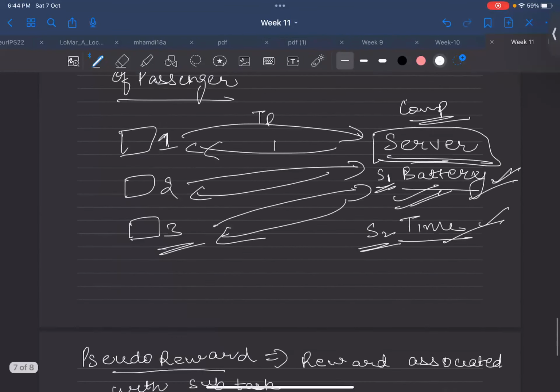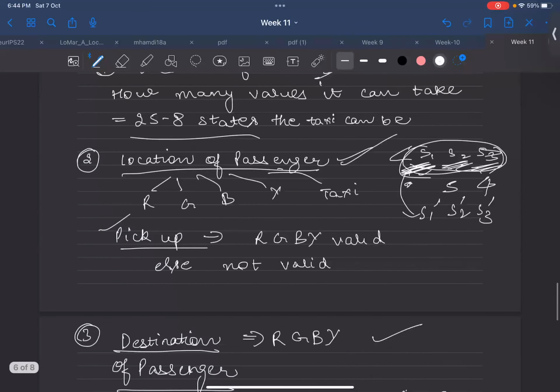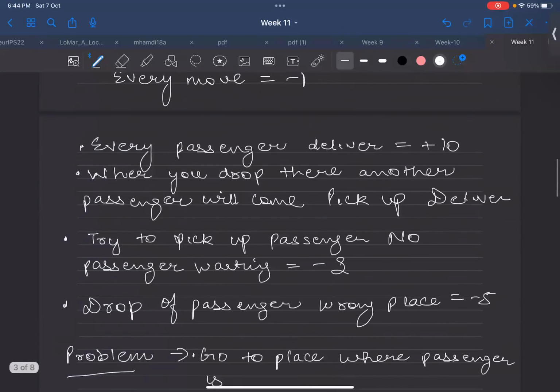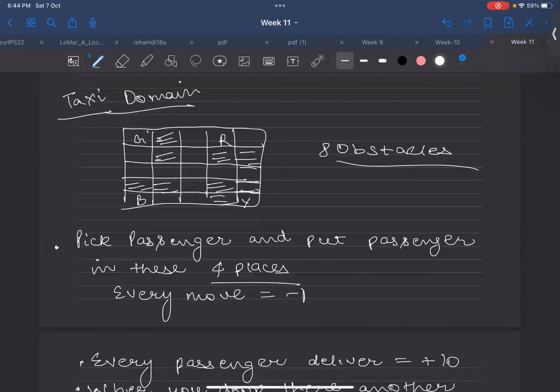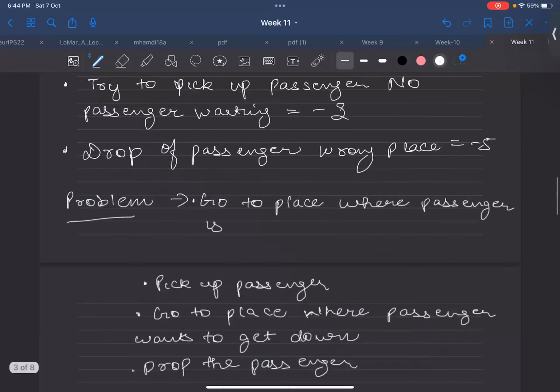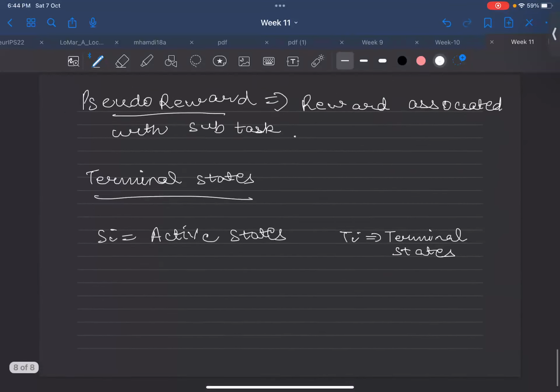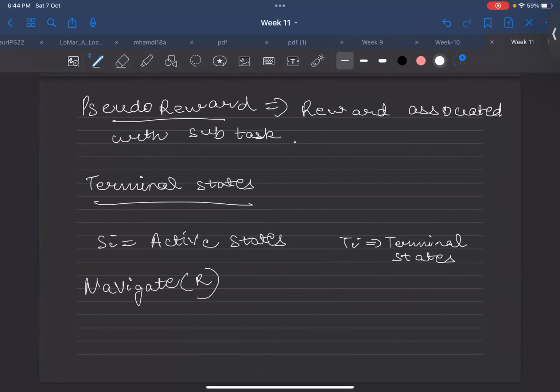Can I say, if I talk about navigate, as long as I am not in R, G, B, or Y, navigate has to terminate when I reach one of them, and then basically the termination is done. Suppose I talk about navigate R, where an argument is given to navigate. What do you mean by that? Navigate R means that I have to reach R, and by reaching R, I'll get the +5.